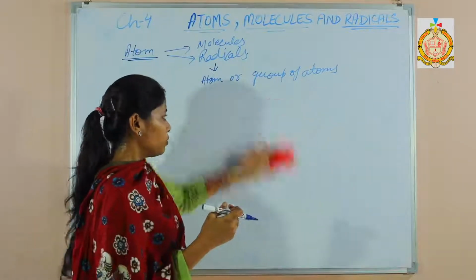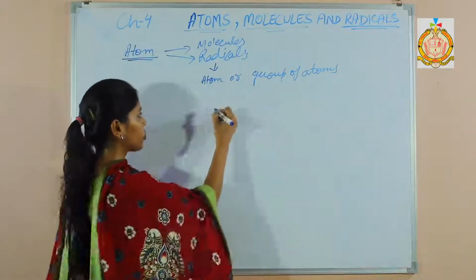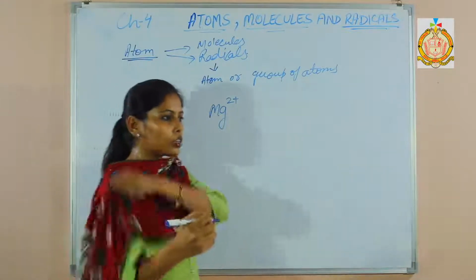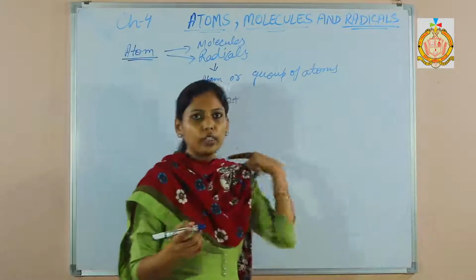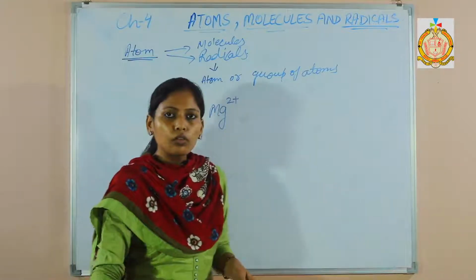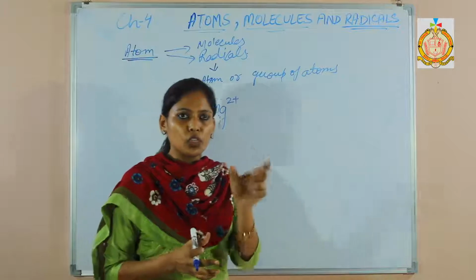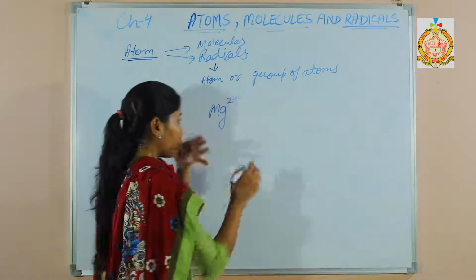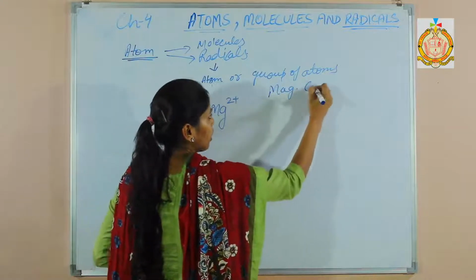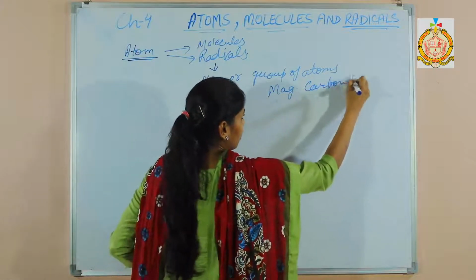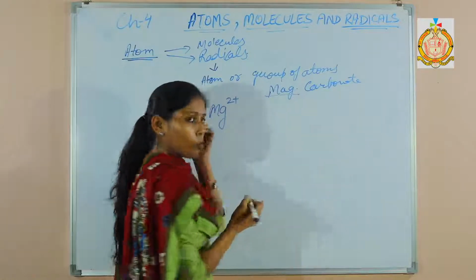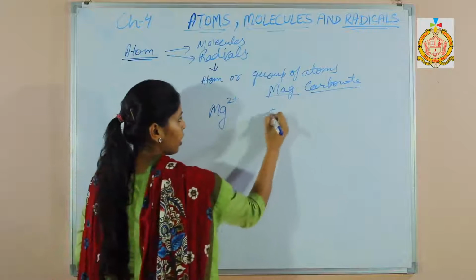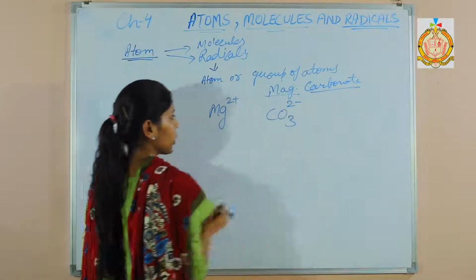For example, magnesium carbonate, with Mg 2 positive. Two kinds of radicals are there, positive and negative. While writing the name of a compound, the first one is always positive and the next one is always negative. So the name is magnesium carbonate. First radical is positive, next radical is negative. Mg 2 positive and carbonate is CO3 2 negative.